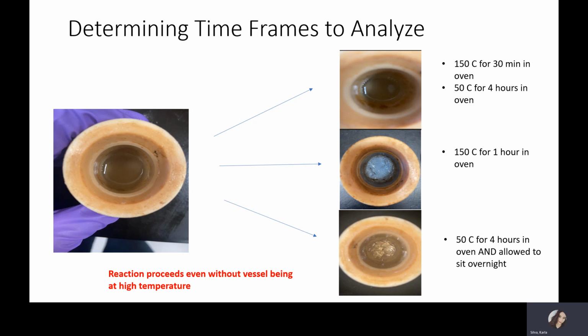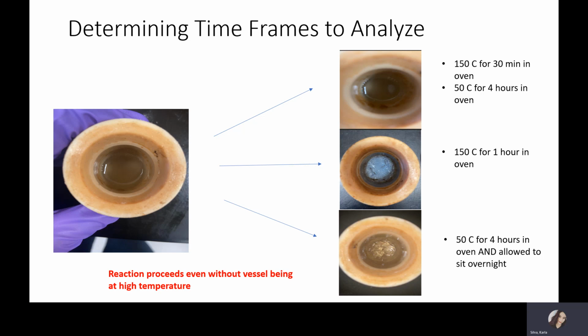I also ran this reaction at 150 degrees Celsius for 1 hour. And as you can see here in the middle picture on the right, it's already fully cross-linked. So again, it's solid. At the moment, I cannot really analyze it. But what I did notice is that from the top picture here, the one that was run at 150 degrees Celsius for 30 minutes, as well as the one that was run at 50 degrees Celsius for 4 hours, the following days, I could see this gel.